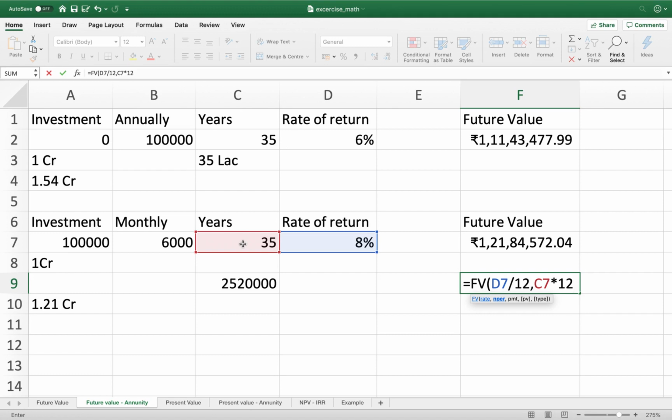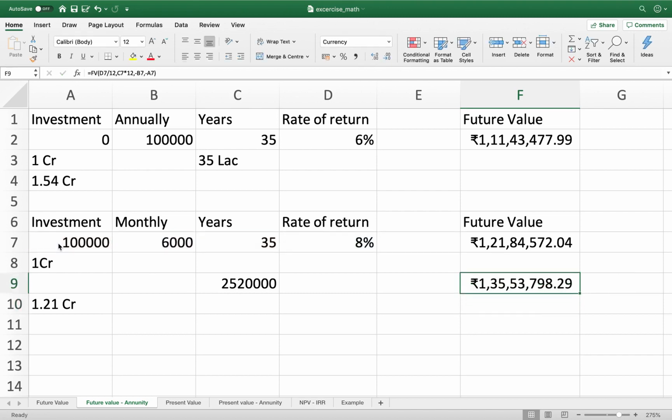So C7 into 12 is the number of periods, and then you have PMT, which is the monthly payment you are making. I also keep making this mistake, which means you will also make this mistake, so you have to remember: every time you are giving money, you have to give a negative sign. So minus B7, and then the present value is again something which you are giving, so minus this. Then this number is much bigger, 1.35, which means the extra 14 lakh rupees gets added because of the initial investment of 1 lakh rupees. So now you can use this Excel sheet and the FV formula to assess different kinds of investments.